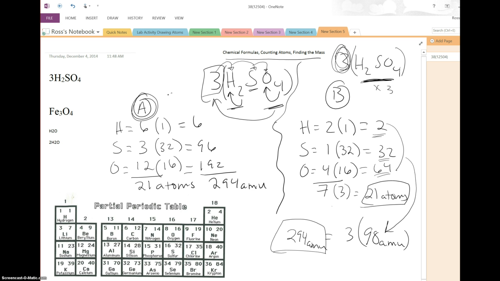So I hope this helps you figure out how to count atoms, how to know the number of elements, and be able to then figure out the mass of an entire compound.